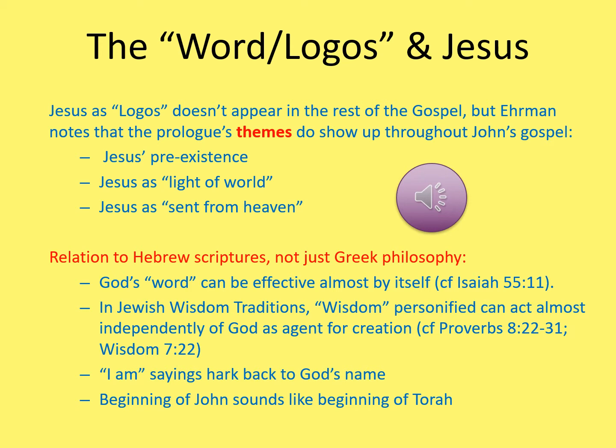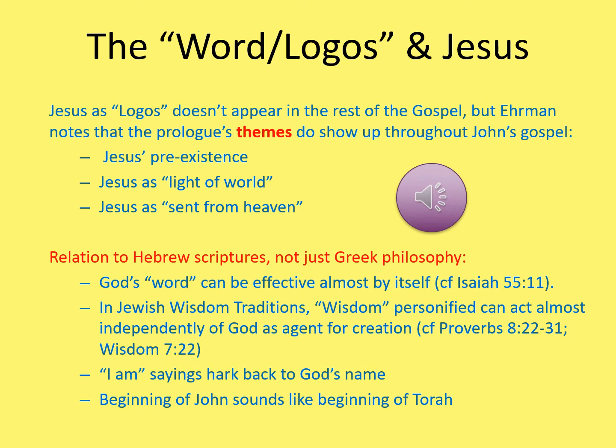So there are some verses here, such as Isaiah 55:11, that link to logos in terms of God's word being something that's almost personified and can be effective almost by itself. Some verses in the wisdom literature, such as Proverbs or Wisdom of Solomon, that are there on the slide, also have wisdom or Sophia as a personified aspect of the divine that can act almost independently of God as an agent for creation. We see that happening in the Logos prologue of John 1.